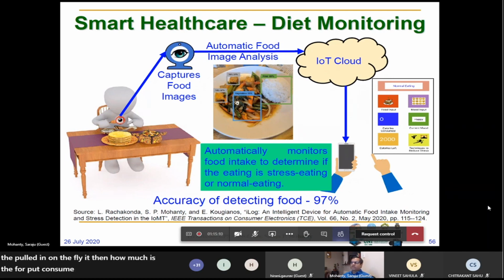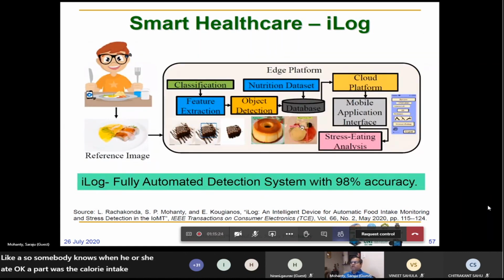Then it has a nutrition database. After identification, it quantifies automatically, so somebody knows when he or she ate and what the calorie intake was. This is the architecture of that. We have feature extraction and classification, and we are able to automatically identify what the food is. Then we have a nutrition database, and we automatically quantify the calorie intake from that. And then there is a very nice mobile app design. This mobile app displays the food intake.